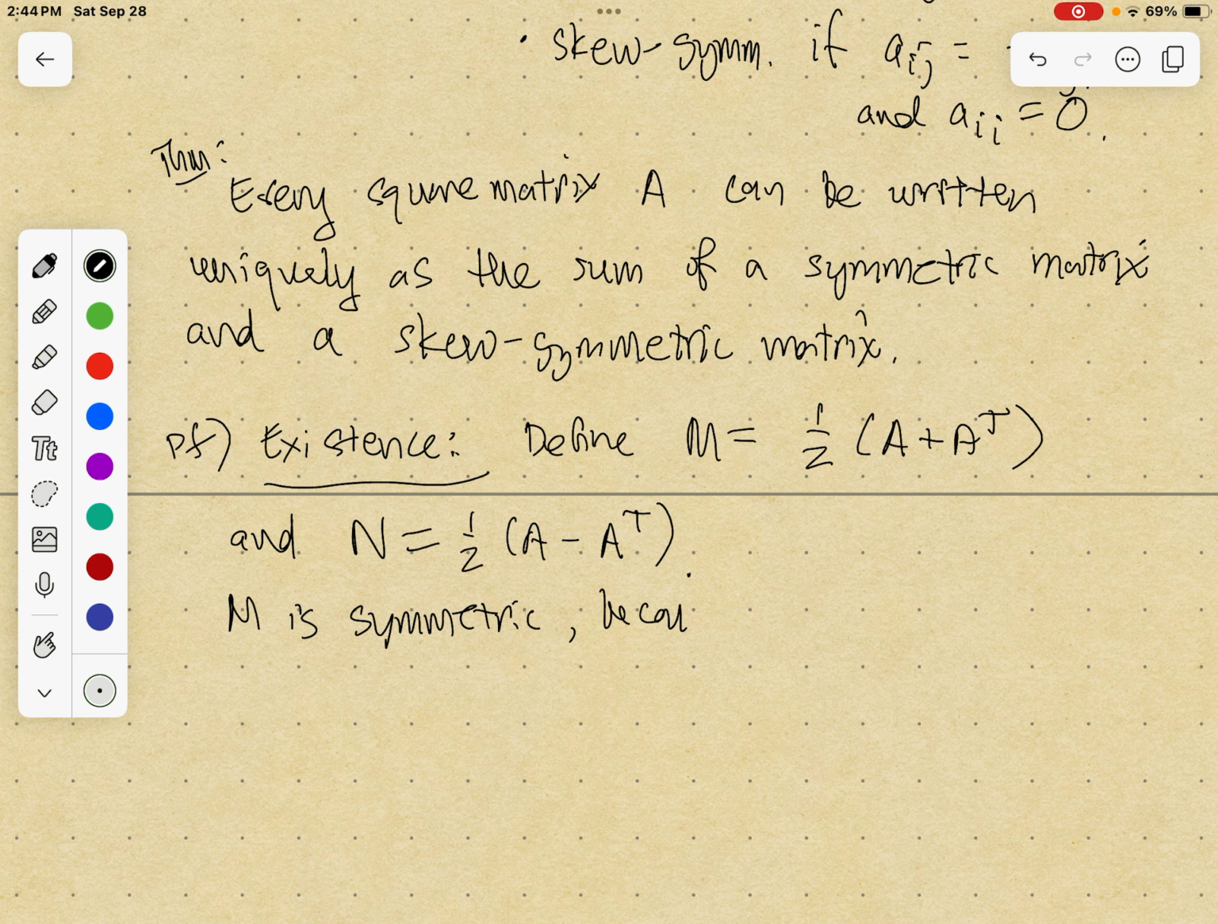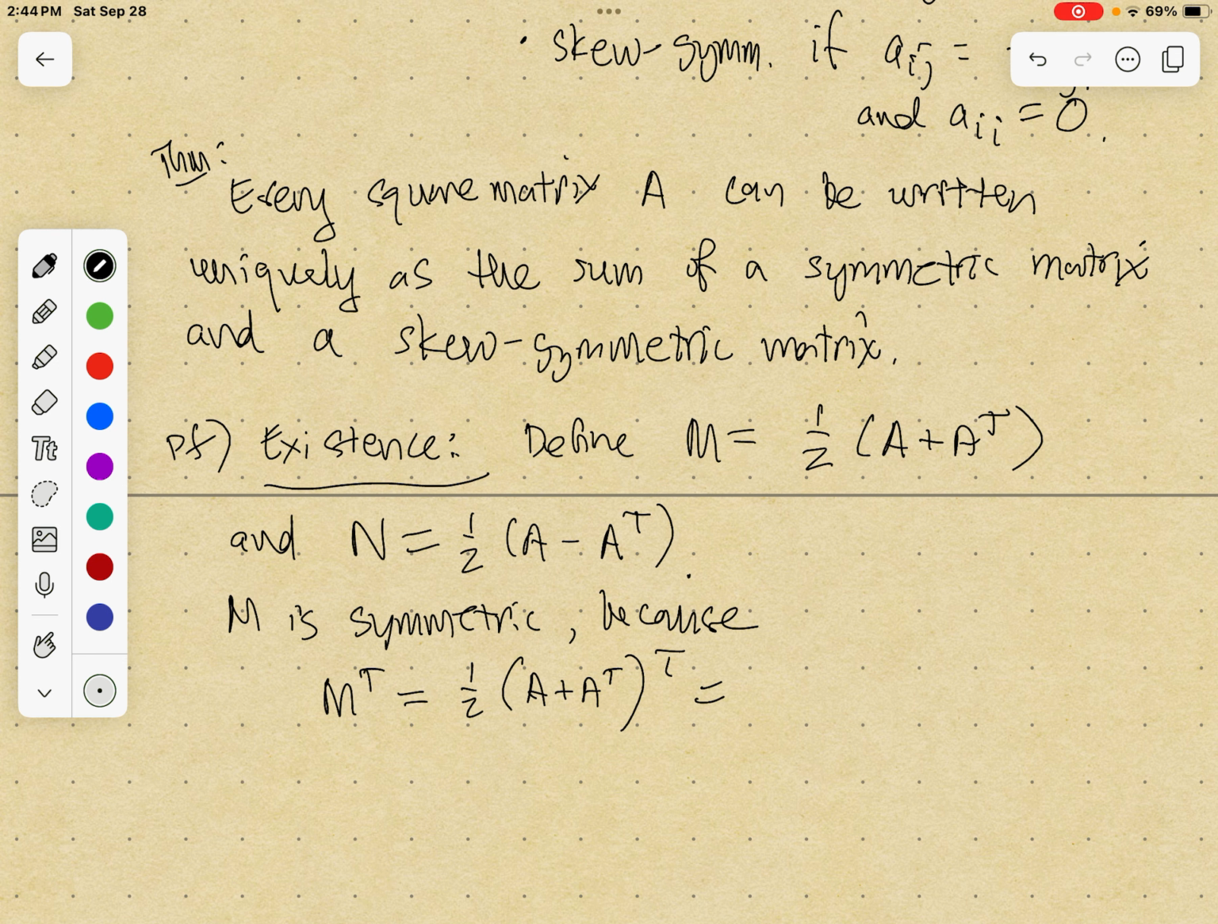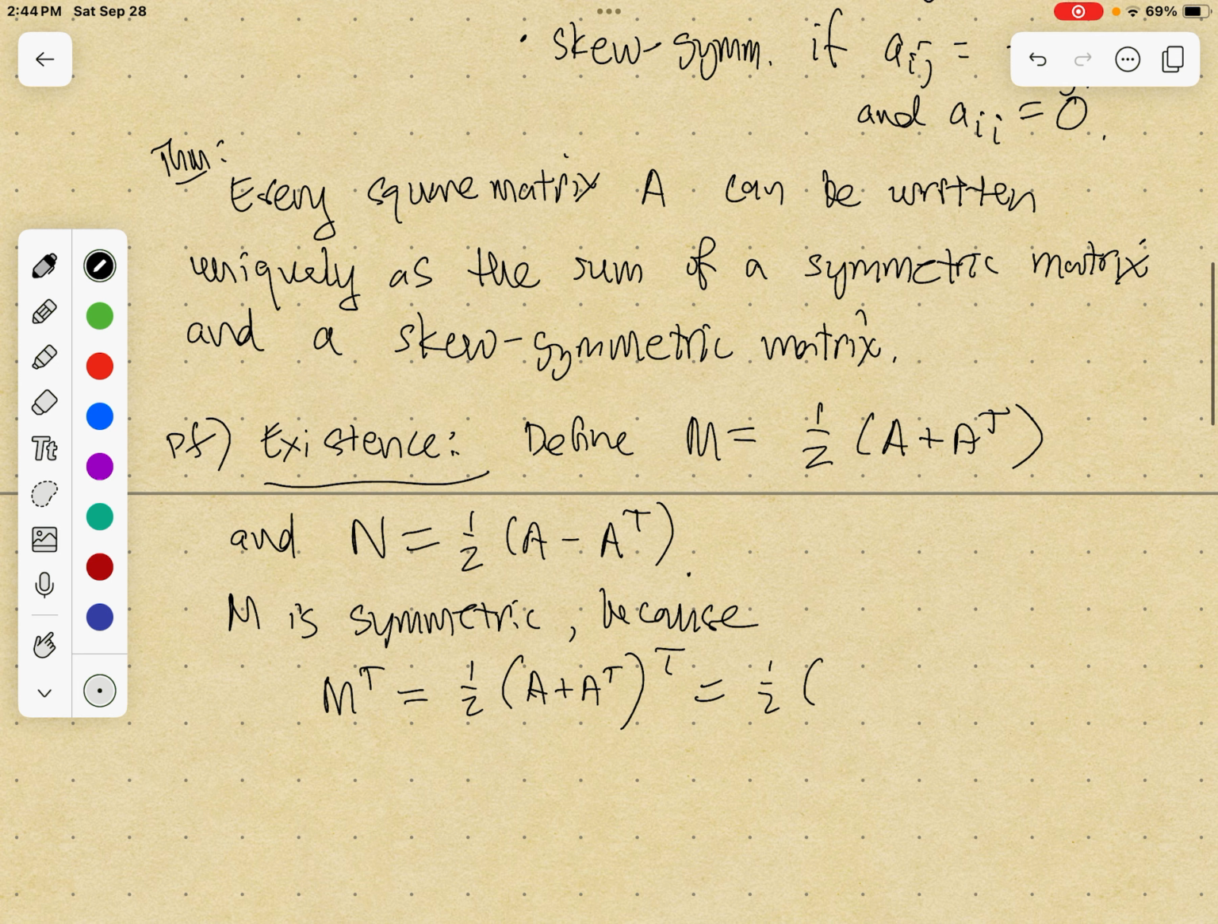M is symmetric because, well, what happens if you take the transpose of this matrix? You just get 1/2 of A plus A transpose, transposed. First of all, the 1/2 is not relevant. You can pull it out. If you take half of a matrix and then transpose it, that's the same as transposing it and taking half of it, because you're just multiplying each entry by 1/2. Now, when you have 1/2 of A plus A transpose, we can use the properties of transpose. We're using the property that if you have A plus B transpose, it's A transpose plus B transpose.